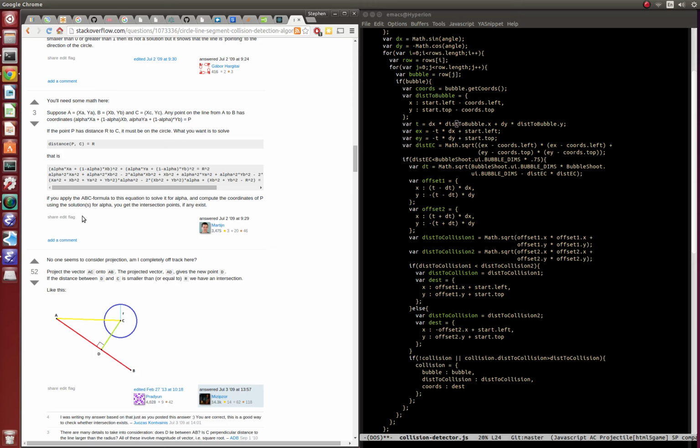Project the vector AC onto AB. I don't know what that maybe means. The projected vector AD gives the new point D. I get the idea, I actually just don't know. Okay, so I know how to calculate. This is given, effectively. I know the starting point of the bubble. I know the direction the bubble's going, so I know the ending point, or the vector of the bubble. I can also say, okay, given the starting point of the bubble, what if the bubble is aimed directly at the circle? So it's a line segment going like this. This is a line, and this is a line segment. Okay, so then I just need to calculate this.